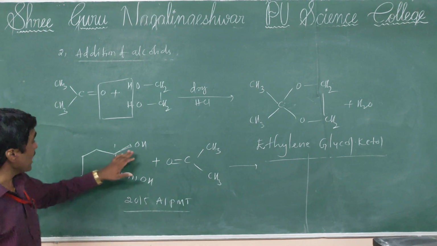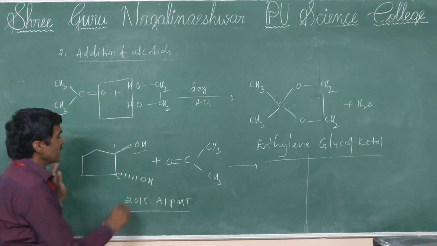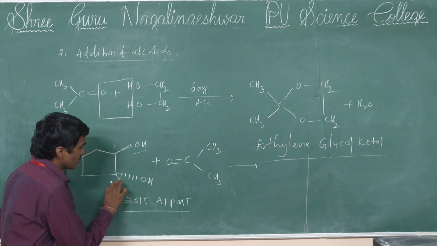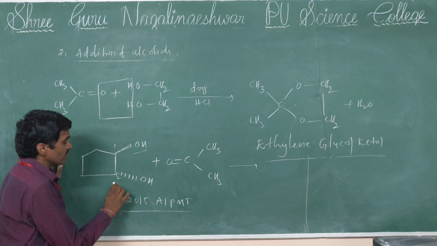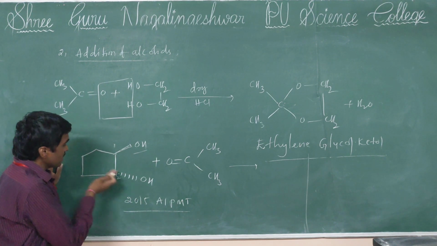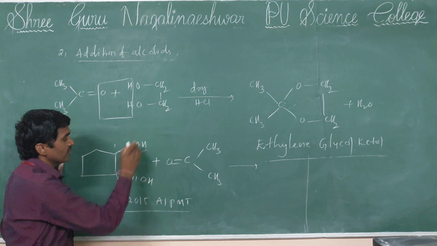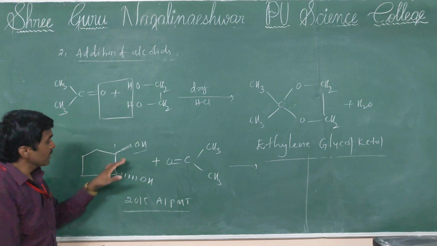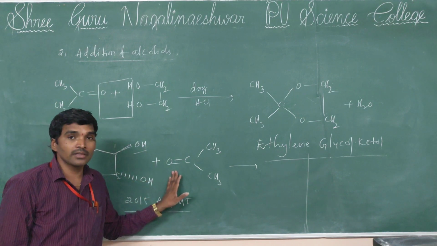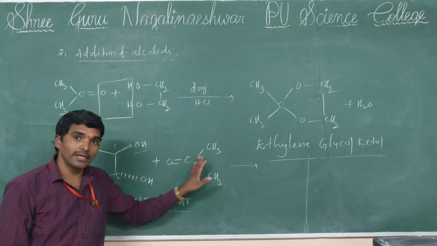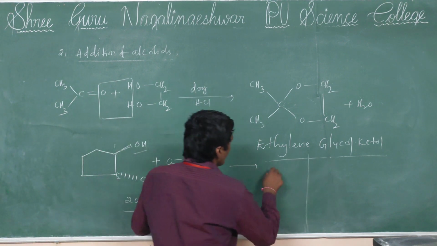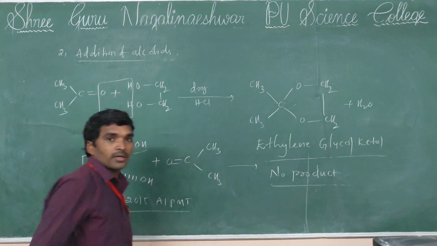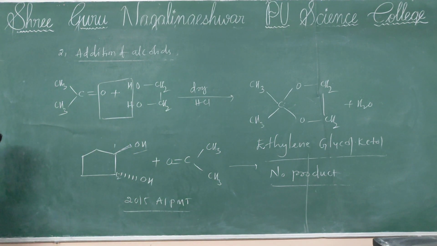You see, trans means one OH is outside of the cycle. A dotted line means inside of the cycle, and a thick line means outside; the front one and the back one. So this trans diol does not react with carbonyl compounds, aldehyde or ketone. So here there is no product. You remember, this is a very important thing.